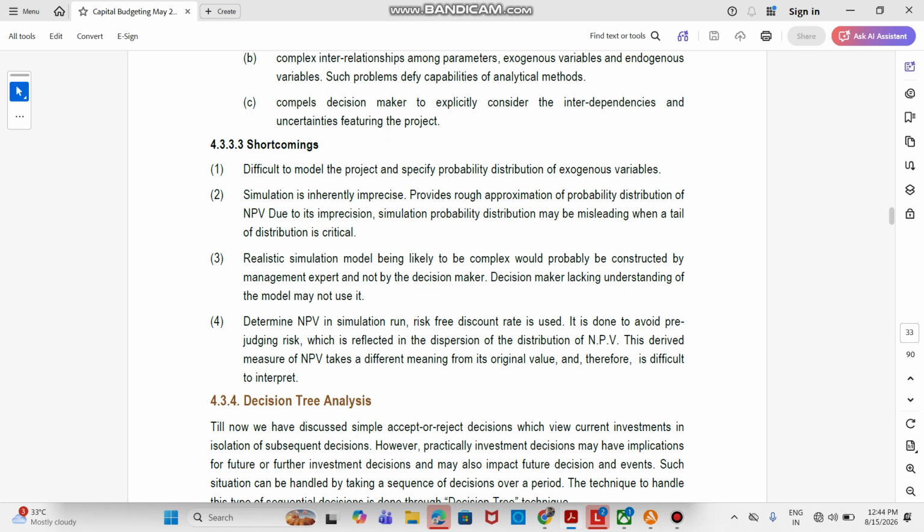Next is, a realistic simulation model is likely to be complex and would be constructed by management experts and not by the decision maker. Hence, the decision maker will lack the understanding of the model and may not be able to use it because a lot of complexities are involved. And lastly, to determine the NPV in a simulation run, a risk-free discount rate is used. This is done to avoid prejudging risk, and it is reflected in the distribution of NPV. So this derived measure of the NPV takes a different meaning from its original value and is difficult to interpret. The last, third and fourth points are mainly with regard to interpretation, etc. These are the shortcomings in simulation analysis.